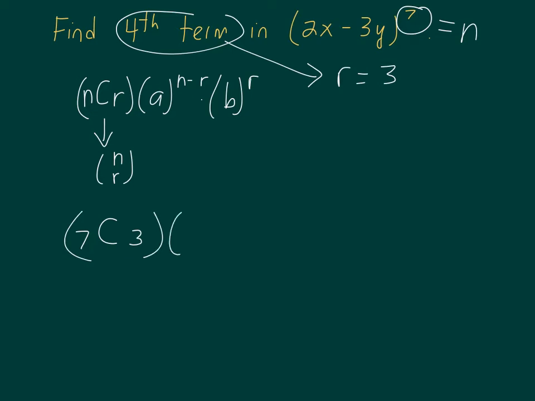And I need 2x, that is my a, the first part of my binomial. I'm going to put that in parentheses and raise it to the 7 minus 3. And then I have my negative 3y that I'm going to put in parentheses, and that's going to be raised to the power of 3.